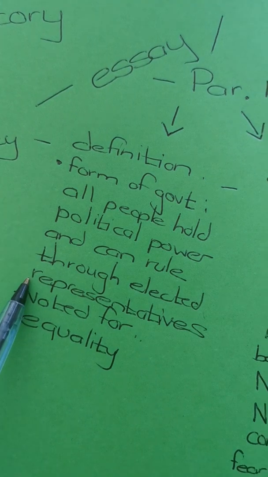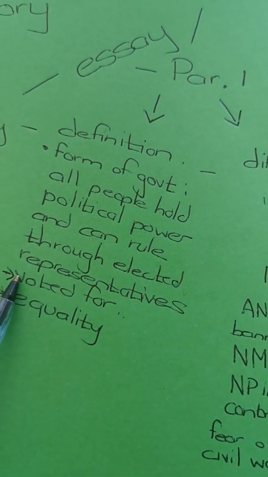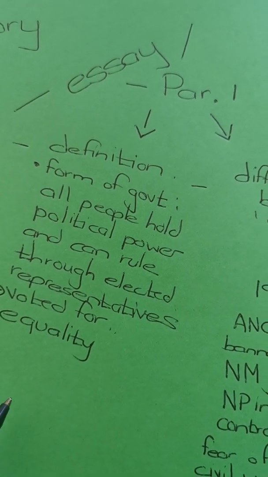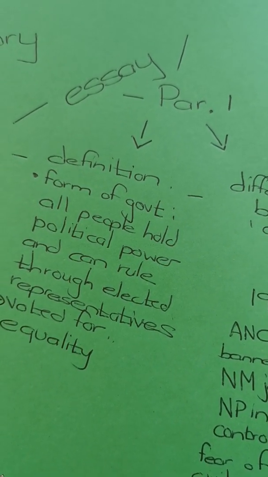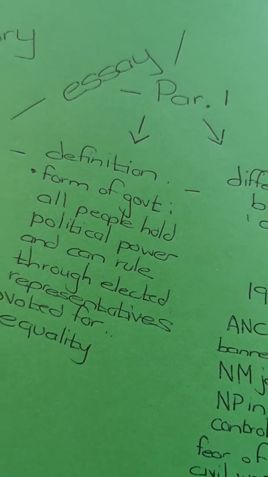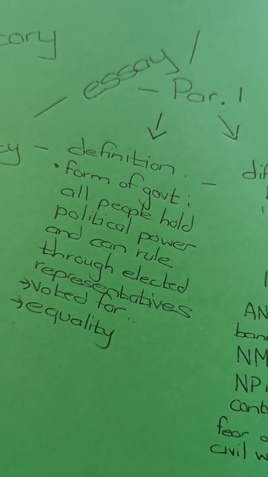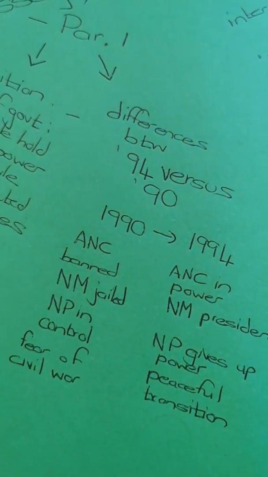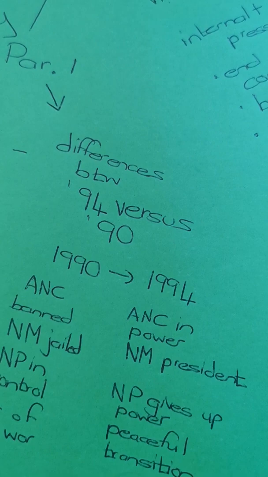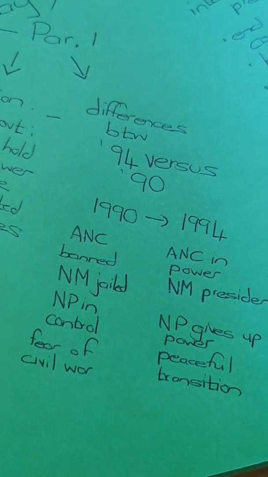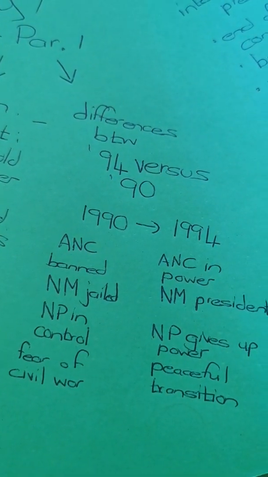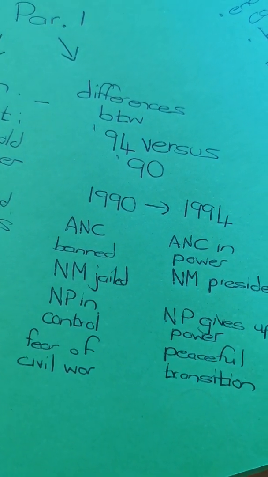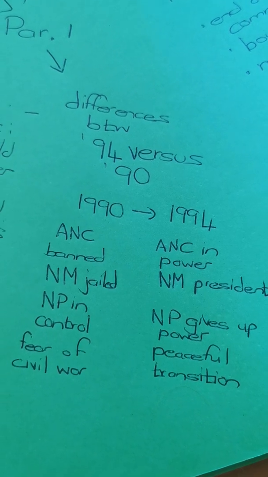So obviously this definition is going to go into paragraph 1. Often people start the essay with the definition of apartheid, but unless they ask you to discuss how apartheid shaped the road to democracy, I wouldn't suggest you start with a definition for apartheid. So now you go to your first paragraph and you have to introduce the work, and the work is 1990 to 1994. So it would be a good idea to explain the work by comparing 1990 and 1994.